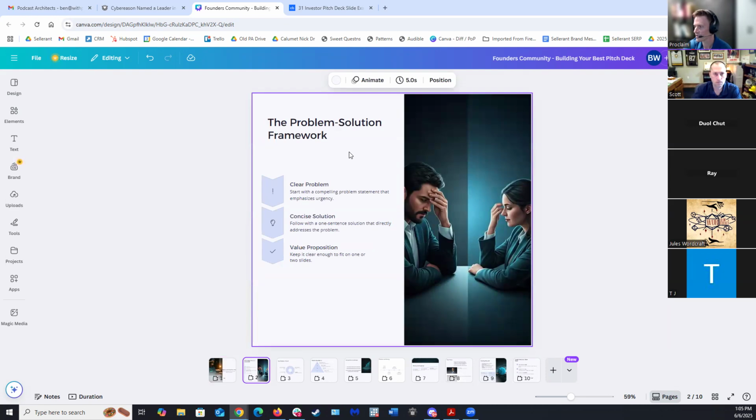So first thing, problem solution framework. You want to start with a clear problem, a concise solution, your value prop. Keep it to one or two slides. These are the two most important of the big eight elements. If the investor doesn't buy your problem and solution structure, they're not going to invest in the business.